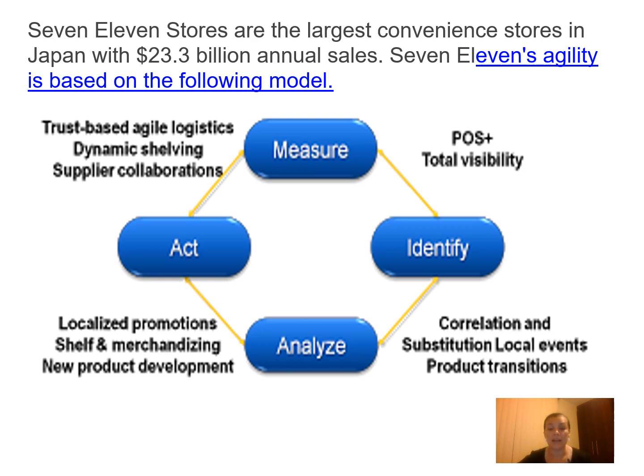And then they act, and they have trust-based agile logistics, dynamic shelving, and supplier collaboration that helps them to take advantage of all the information that they get from the point of sale.